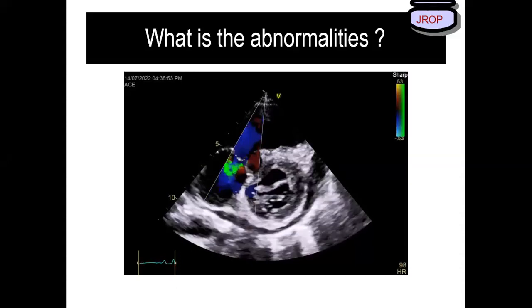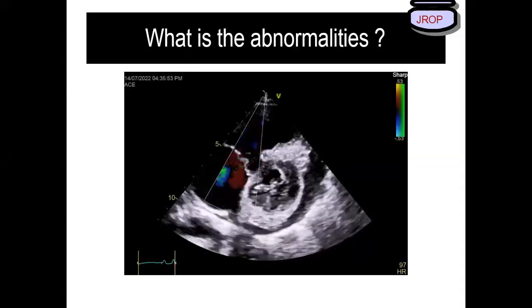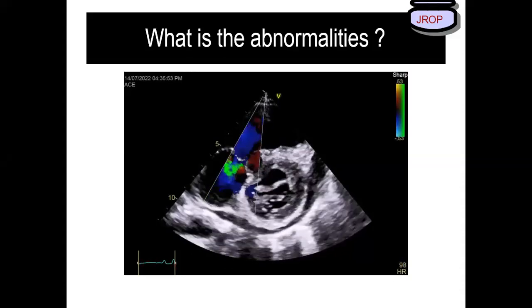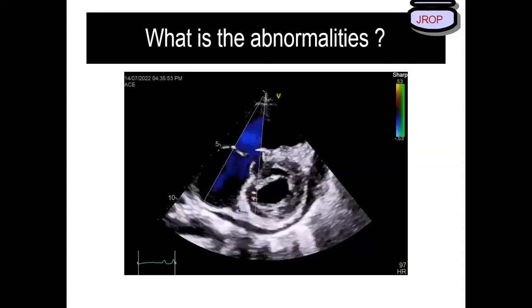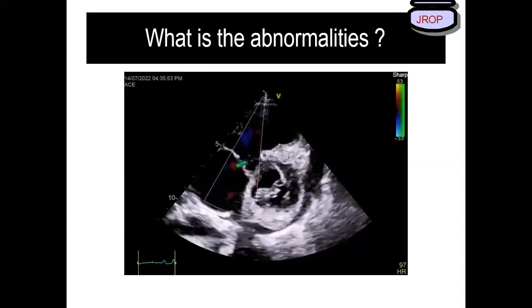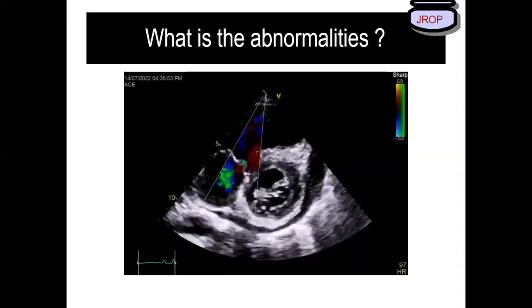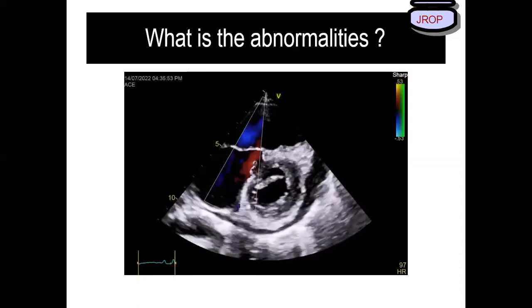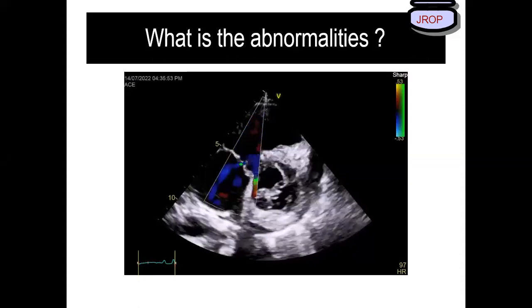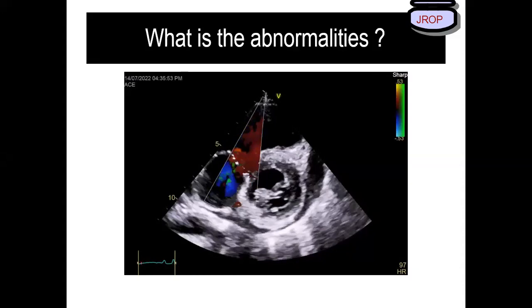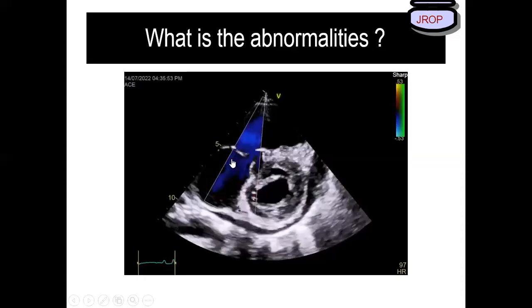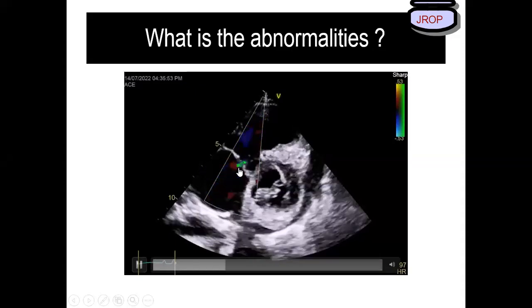So this is a modified view. Modified of where? Modified Russia? Modified Ukraine? Modified short axis view, sir. This is the short axis modified view. And we can see a TR jet. TR jet is here. This is a large TR jet.